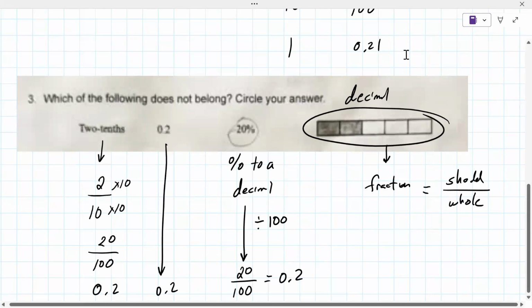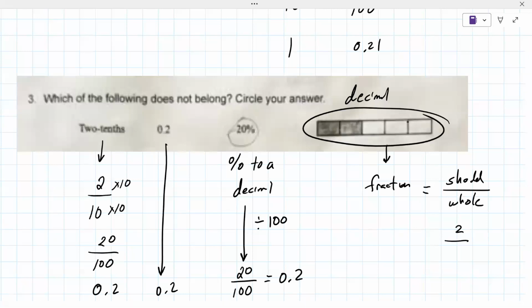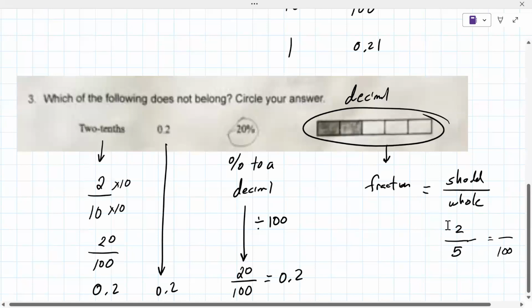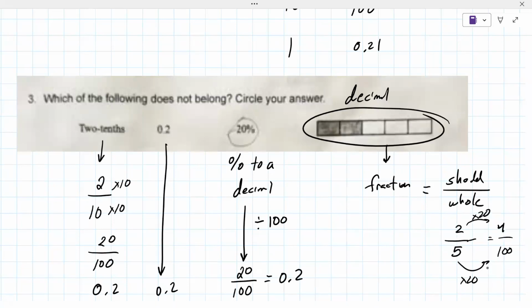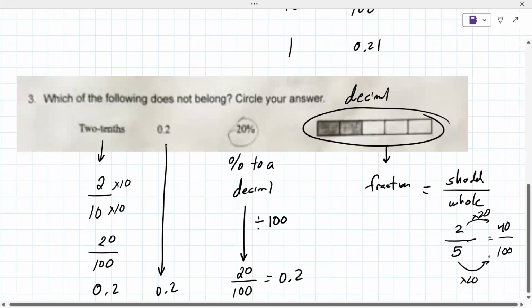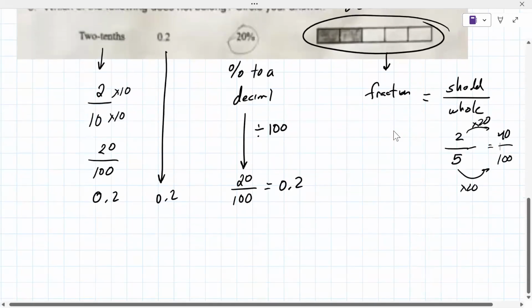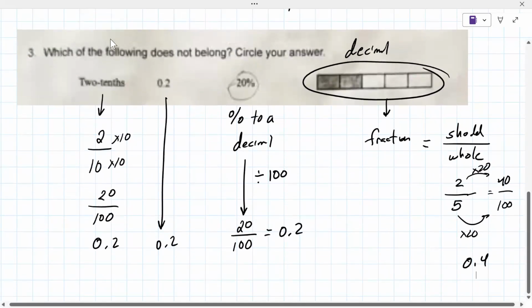So if the whole is 5 and the shaded is 2, so 2/5. Okay. So then to convert this to a decimal, you have to get to 100. How do you go from 5 to 100? Multiply it by 20. Okay, so you multiply the top by 20. What does that become? 2 times 20 is 40. And what is that as a decimal? 0.4.